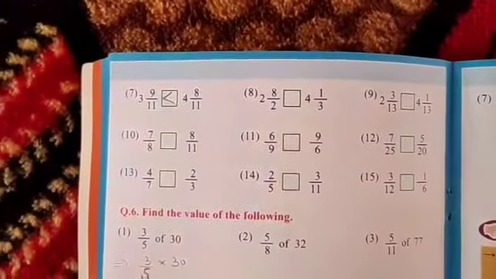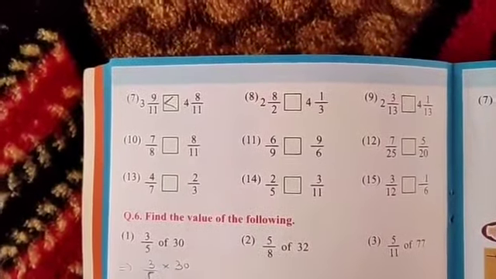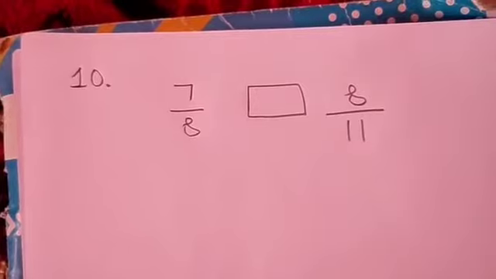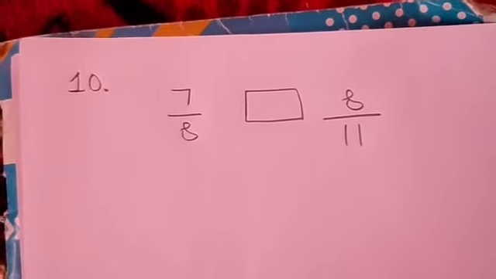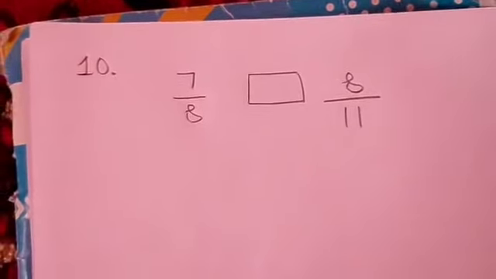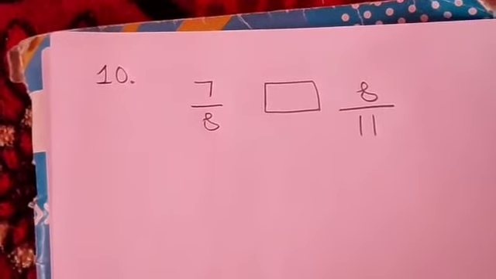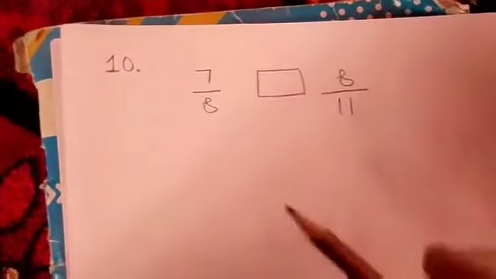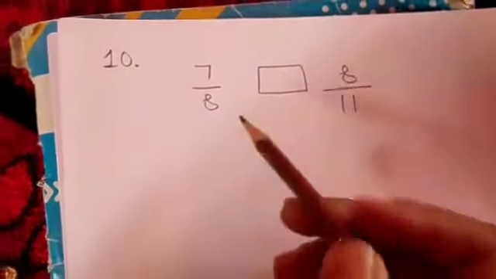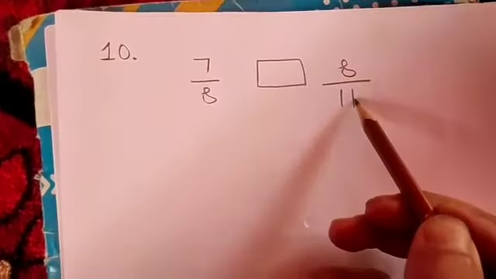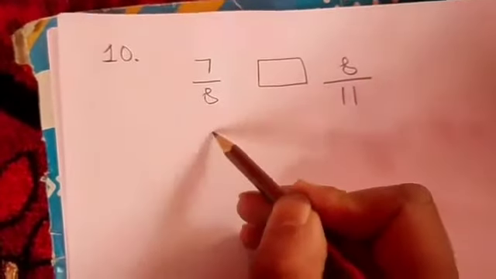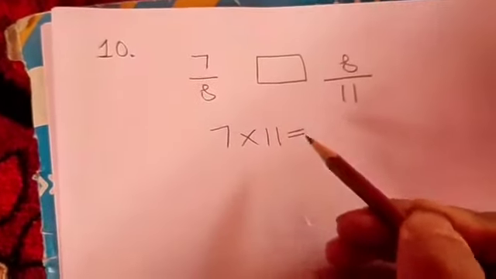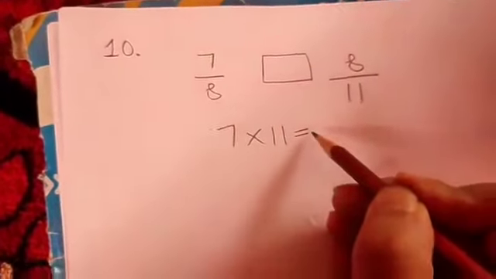Now I will show how to compare fractions in which the denominators are different. I have taken one part, 7 upon 8 and 8 upon 11. We have to check which one of them is greater. First of all, we will multiply the numerator of one fraction with the denominator of the other fraction. 7 into 11 equals 77.